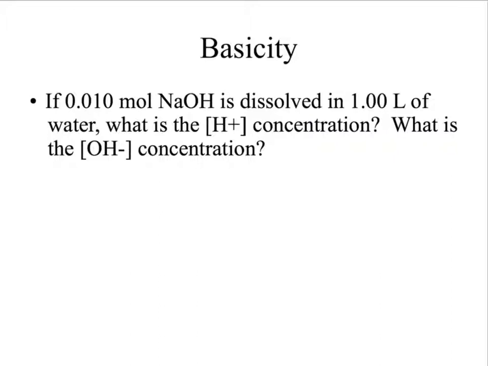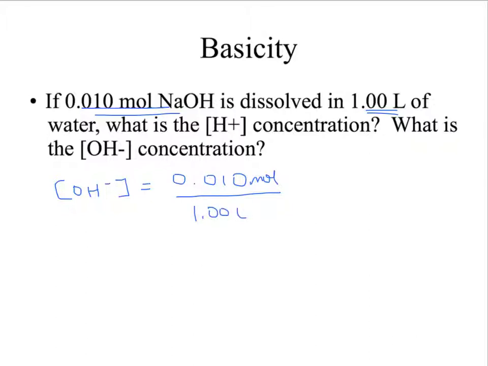So if we have a system right here where we have a certain number of moles of NaOH dissolved in a particular volume of water, we're looking for the H plus concentration and the hydroxide ion concentration. So we start off with the hydroxide ion concentration because we know this. We know that in this system there's 0.010 moles, and this is dissolved in a 1.00 liter solution. So we can figure out the molarity is 0.010 molar. That's the concentration of hydroxide.